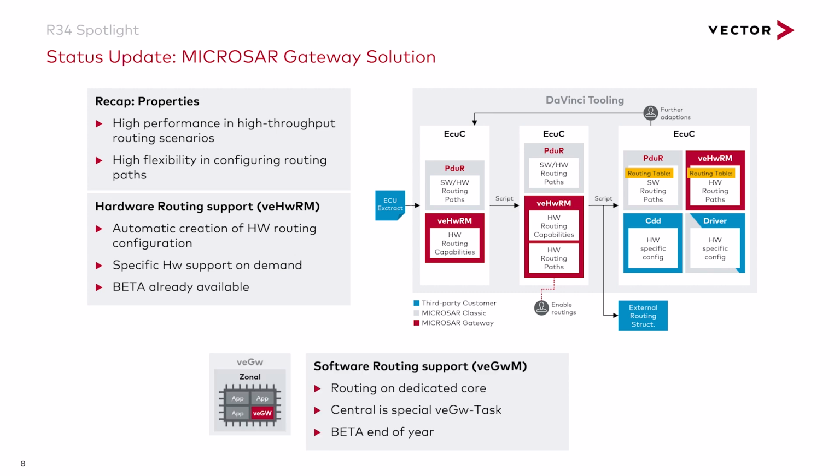Second, we offer software routing support, which operates directly at the BSW level. Routing is executed on a dedicated core with a special task designed to maximize routing throughput. The BSW module will be available in beta by the end of this year. Let's discuss which option suits your needs best. Combining both will lead to optimal performance.